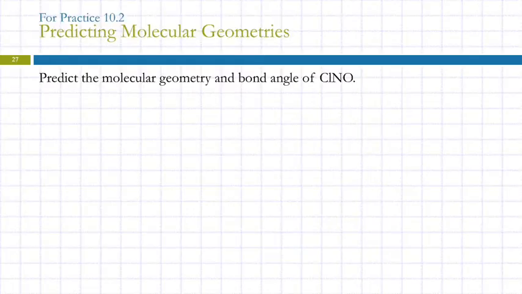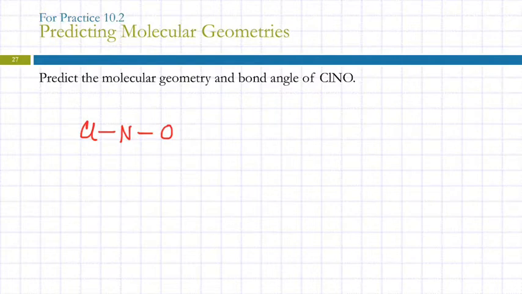Okay, so let's practice. Predict the molecular geometry and bond angle of ClNO. Now, the way that this formula is written implies the order. So we're going to assume that it's chlorine bonded to nitrogen bonded to oxygen. So we have to start with the Lewis structure. So we'll stick these together. And with this one, even if you put the elements in the wrong order, you'd end up with the same Lewis structure. So, you'd end up with the same geometry.